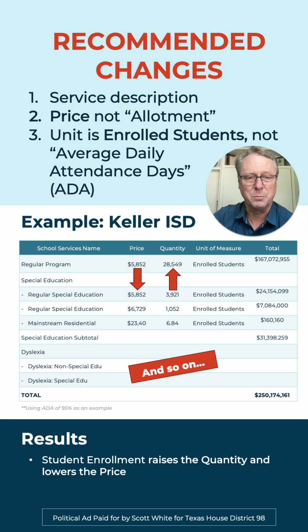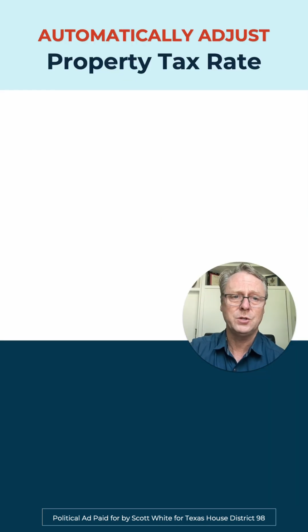So in essence, I think the pricing sheet ought to be laid out this way. Every single service has a price, has a quantity, has a total, and you can see all of it put together at the bottom. And I also believe that prices should be adjusted each year for inflation, just like every other business. What if we automatically adjusted our property tax rate each year?